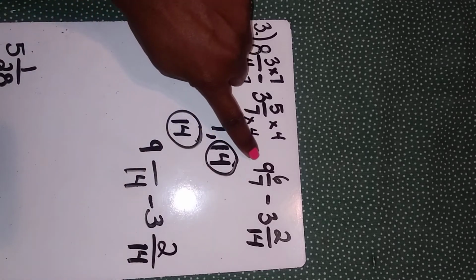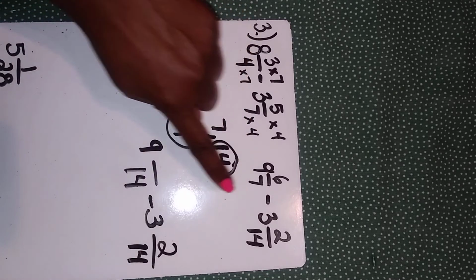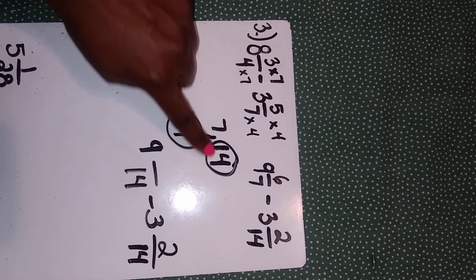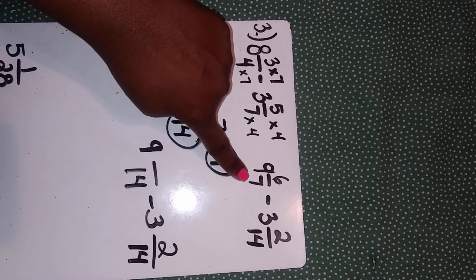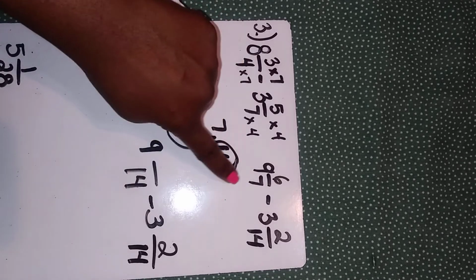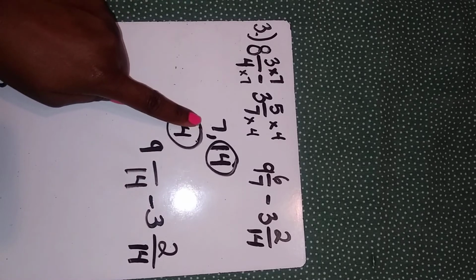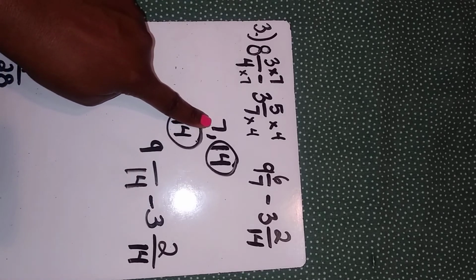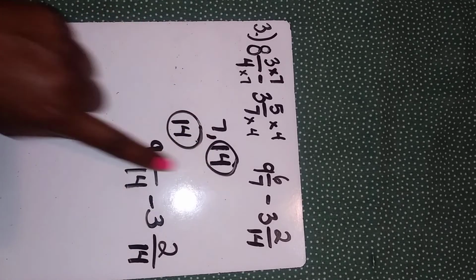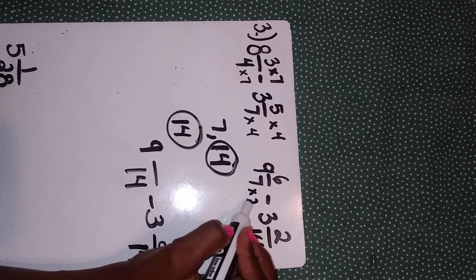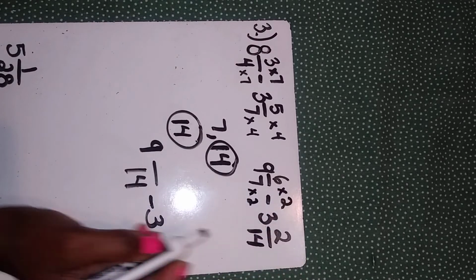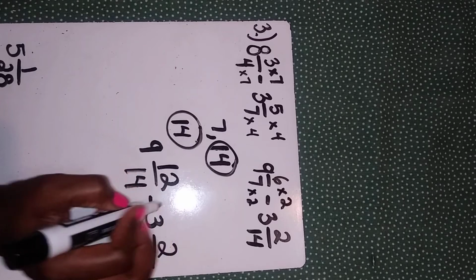Now this one did change, okay? 7 and then 14. So you can look up here or you can ask yourself, 7 times what is 14? 7 times 2 is 14. Or you can count. How many numbers did I write until I got to 14? 1, 2. So multiply this by 2 and multiply this one by 2. So 6 times 2 is 12.